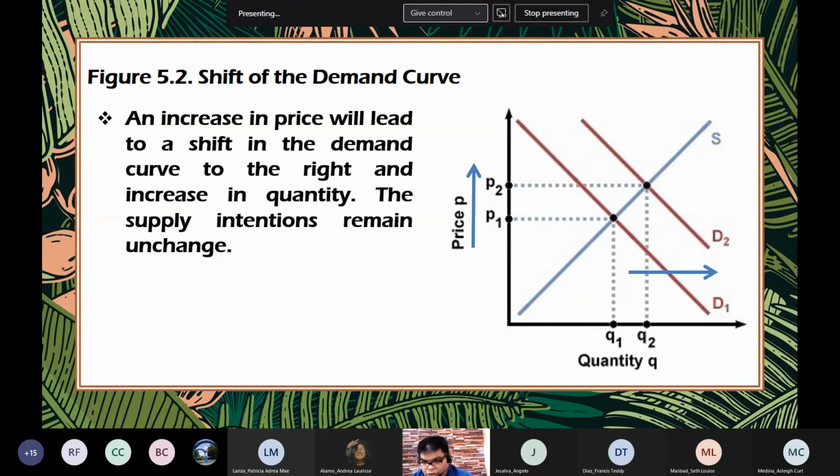So, double combination, no? Dahil sa market factors tsaka advertising, an increase in price will lead to a shift in the demand curve to the right. So, tumaas yung presyo mo, tumaas yung quantity mo, shift to the right. At tumaas yung presyo mo, tumaas yung quantity mo, tumaas din yung demand. So, lahat sila shift to the right. The supply intentions, ito yung S, supply, remain unchanged. Ganun pa rin siya.